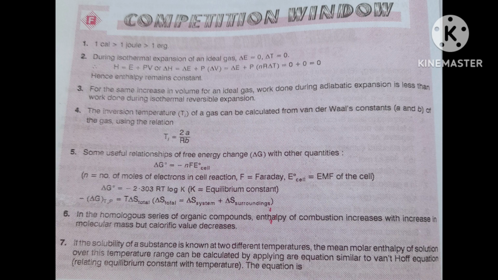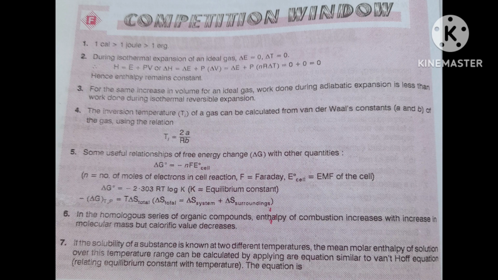Now, the next important point: some useful relationships of free energy change with other quantities. I am telling you now. The first relation is standard delta G, where delta means change. Standard delta G is equal to minus nF E cell. E cell means EMF. Here E cell and delta G are related.